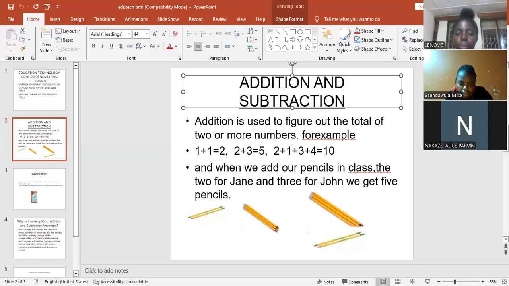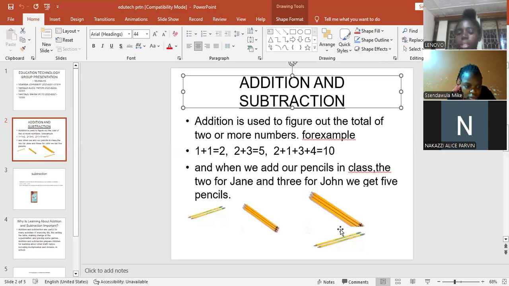Here we have, when we add our pencils, Maria, can you see the diagrams there? Yes. Which items are those? Pencils. How many pencils are at your right hand side? On the right hand side we have 5 pencils, the 3 and the 2. So we have a pair of 3 pencils and a pair of 2 pencils.